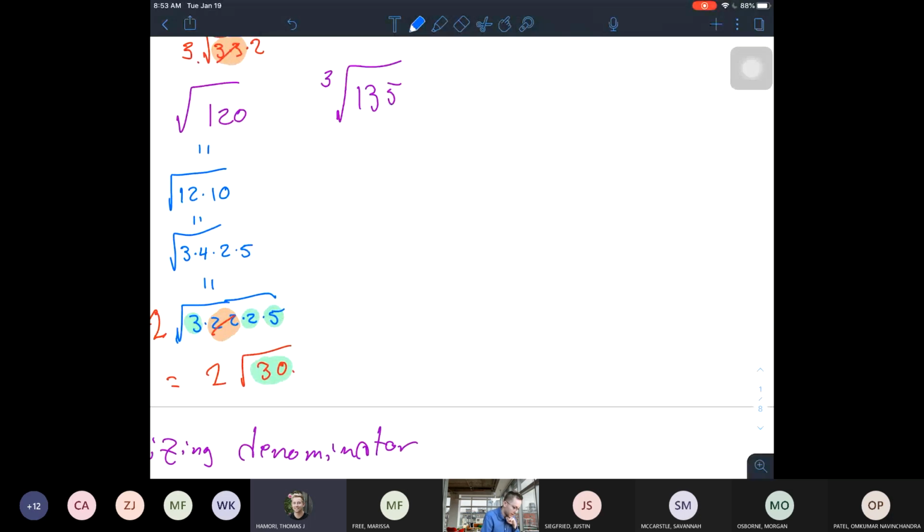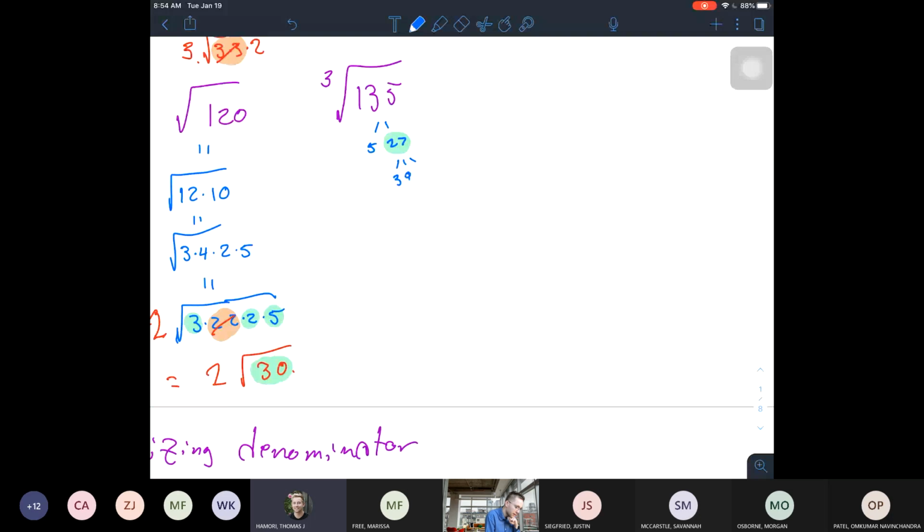Okay, we've got a cube root this time. So now what we want to do is find the prime factorization of 135. And we'll be able to pull things out if we have 3 of a particular number in the prime factorization, okay? So first of all, I think we can divide out a 5. It'd be 5 and 27. And if you're really clever, you already recognize that 27 is a perfect cube and you can just pull out a 3. But you could take it a little bit further.